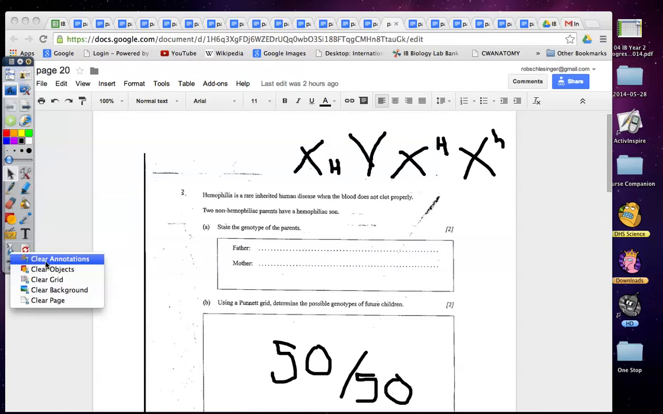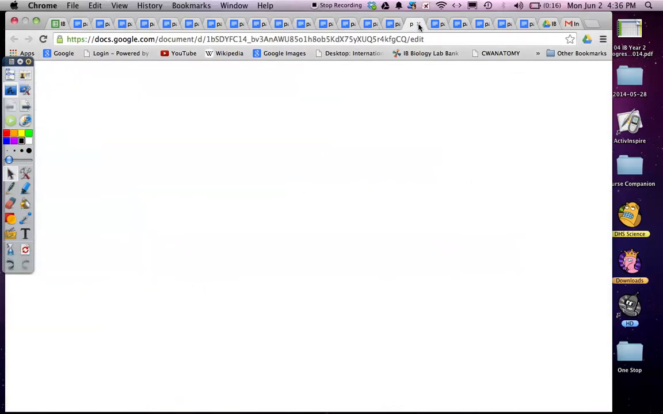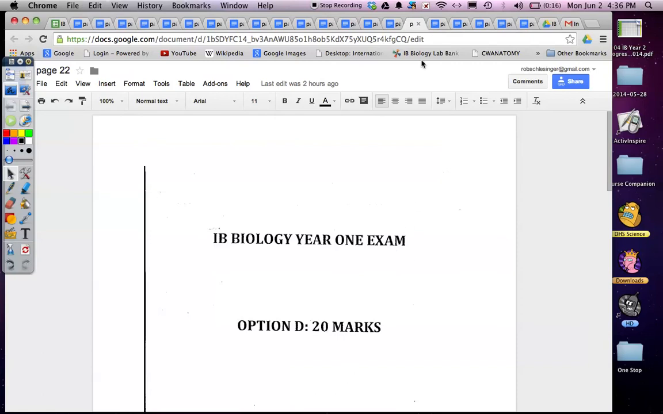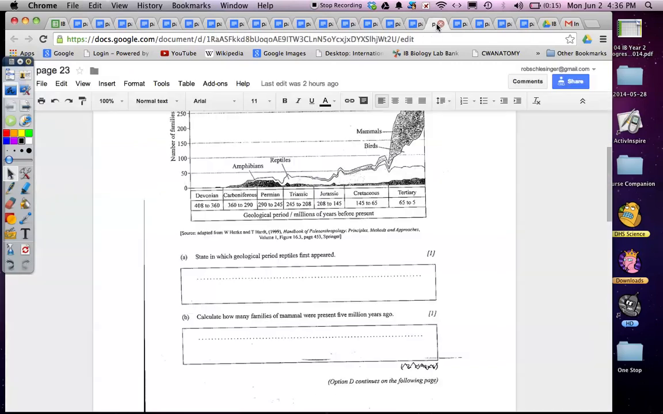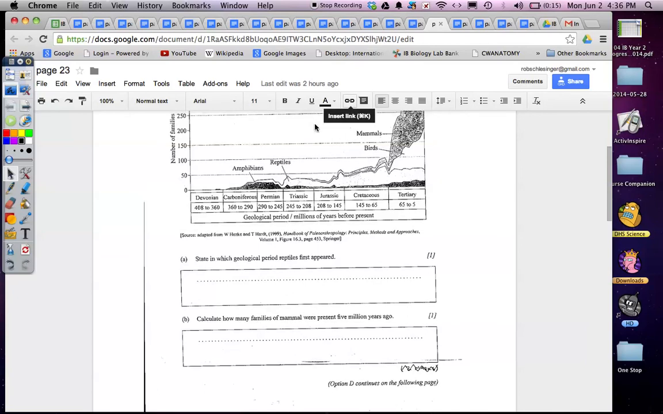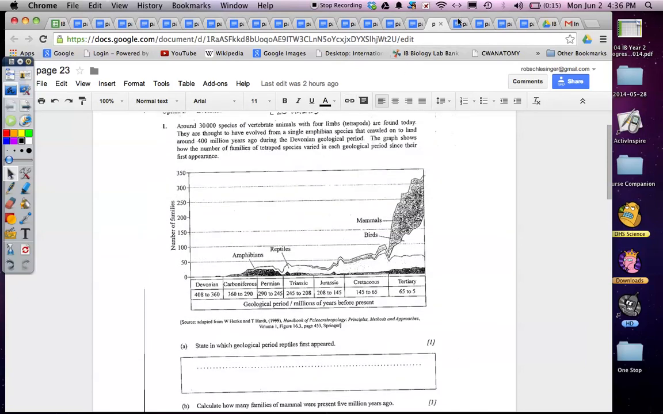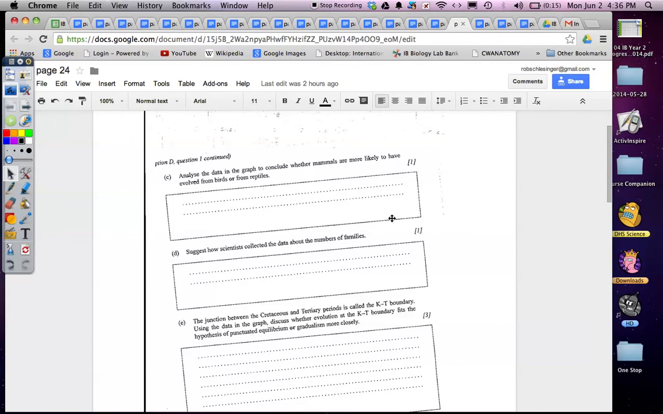All right. Option D was fairly straightforward. Did pretty well here. Everyone seemed to understand this graph and everyone seemed to do a very good job of answering these questions as well.